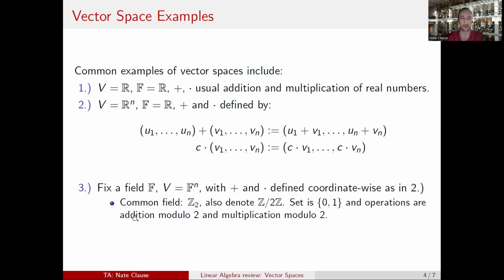One common field that we'll be working with very frequently is Z2, which is also denoted or read Z mod 2Z. This field consists of the set {0, 1} with operations addition modulo 2 and multiplication modulo 2. So again, this is a very important field in topological data analysis, and we'll see why in a few weeks.